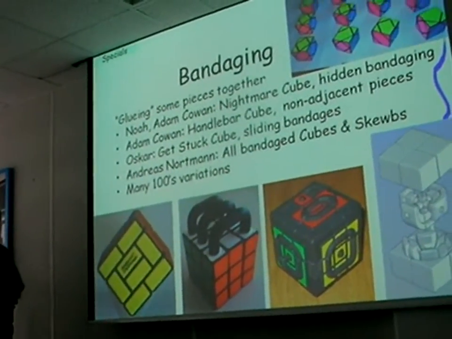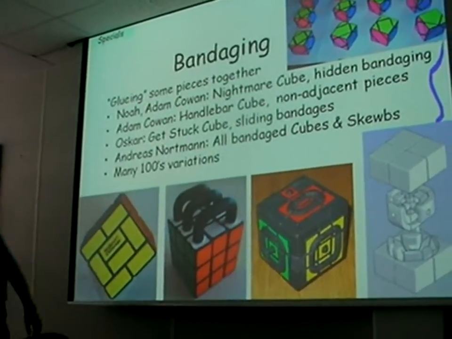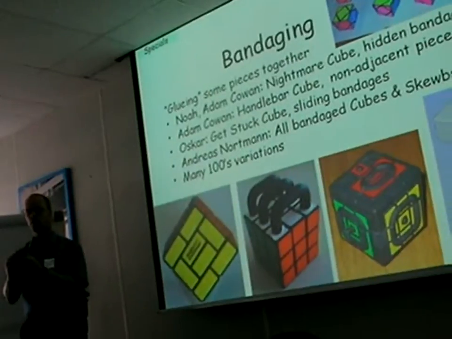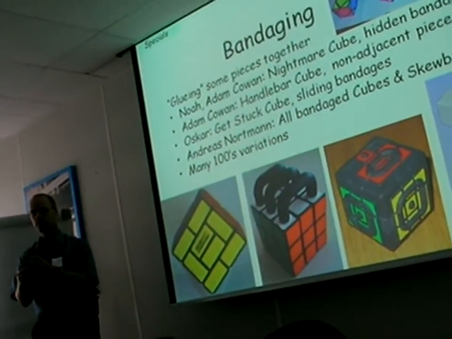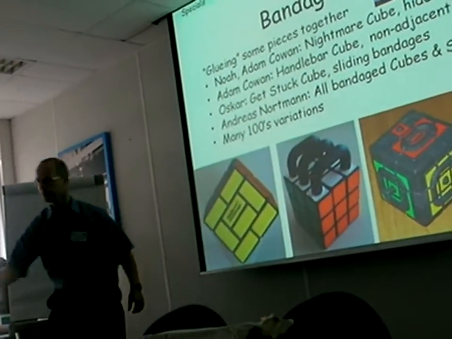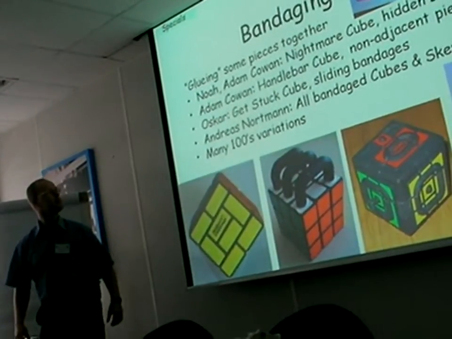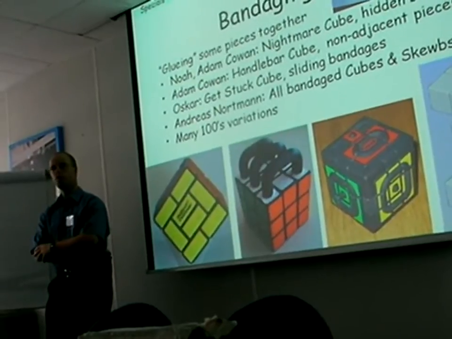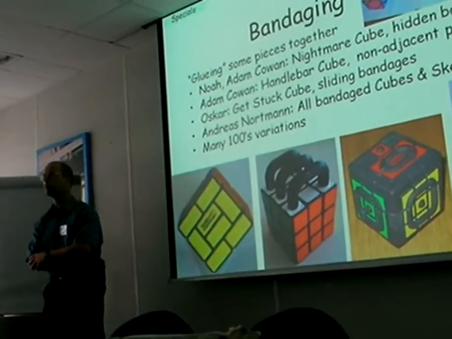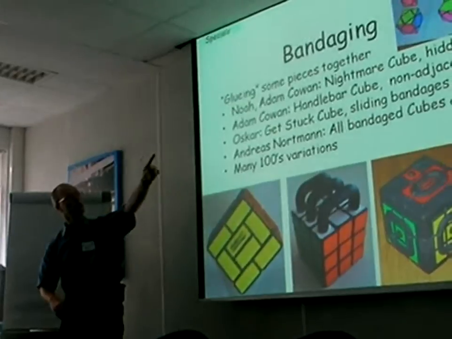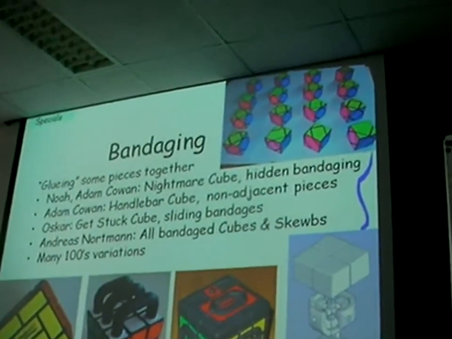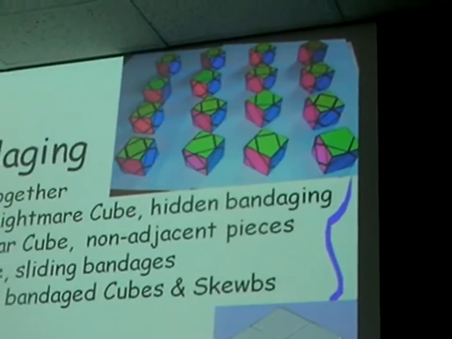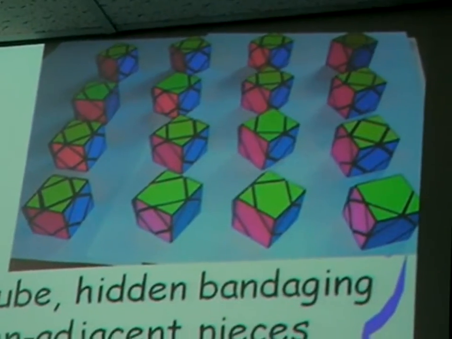By Adam Cowan was also the Handlebar Cube. I made a 4x4 version of this. So this is bandaging of pieces together that are not adjacent. Andreas Nordman is making an overview of all the types of bandaged cubes that there are. On the top right, you see all the bandaged cubes that exist, and he has just built all of them. I'm not sure whether he has solved all of them.